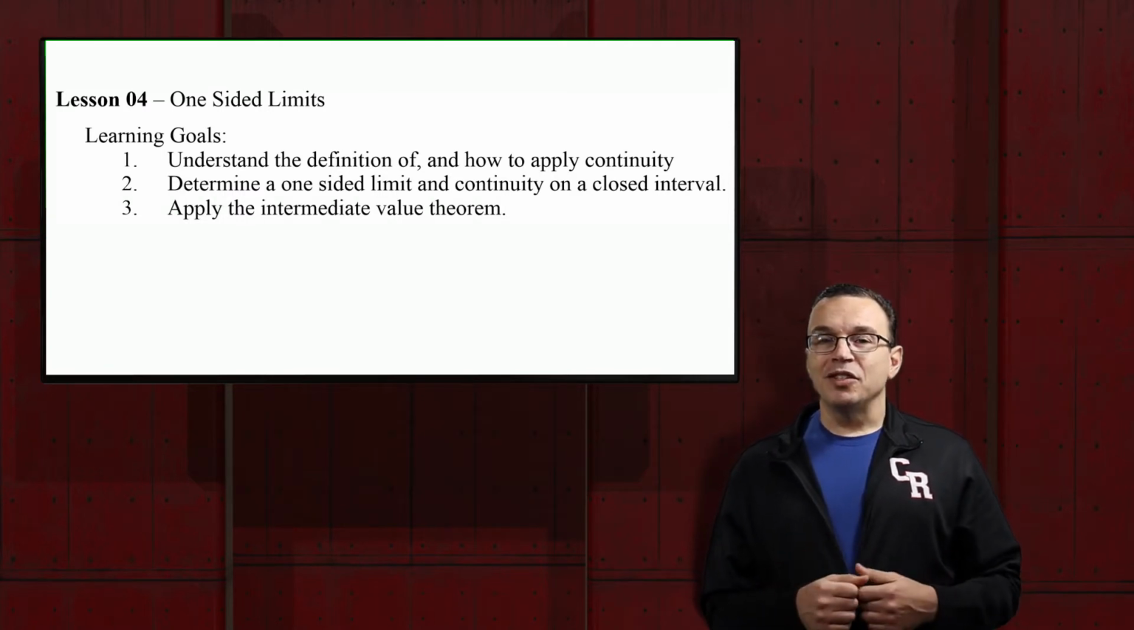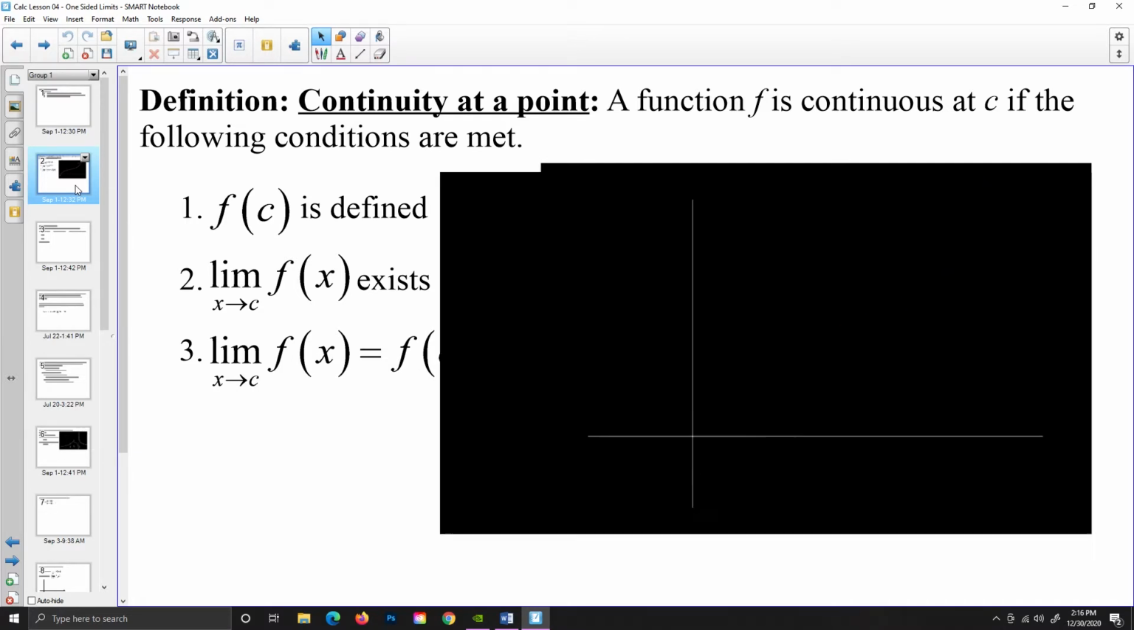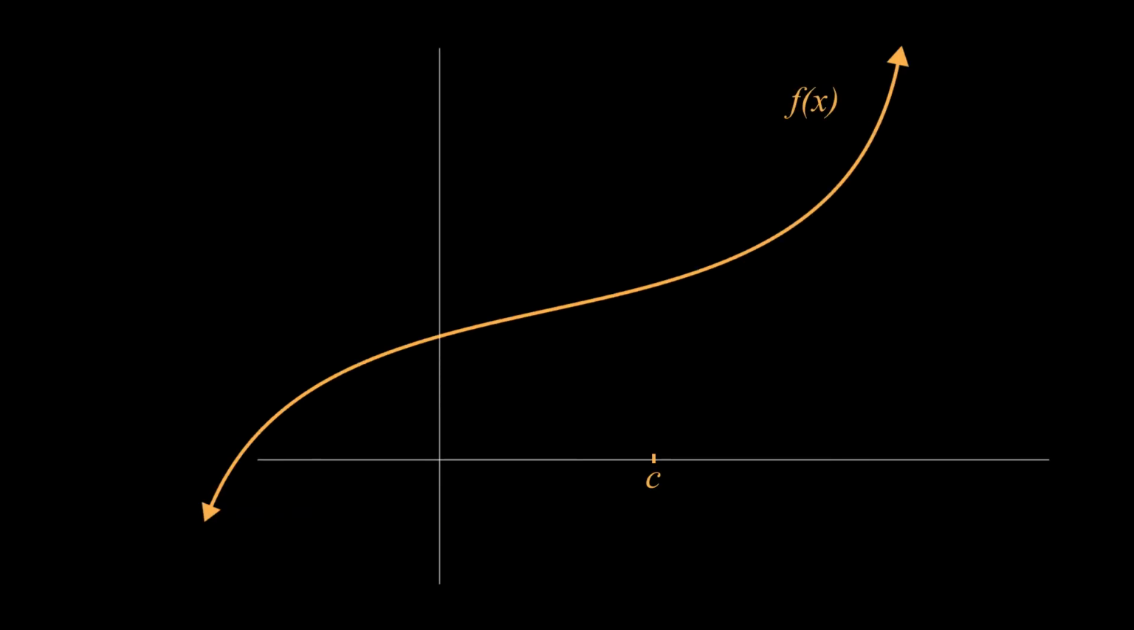Let's start with the definition of continuity. A function f is continuous at c if the following conditions are met. The first condition: f of c is defined. So if you have a value for x and you plug it into the function and you get a real number out, then f of c is defined.